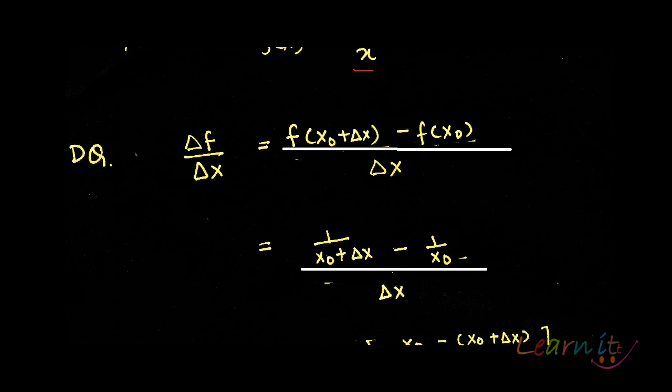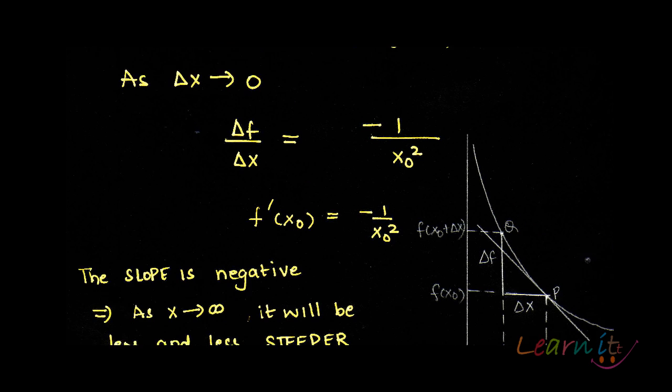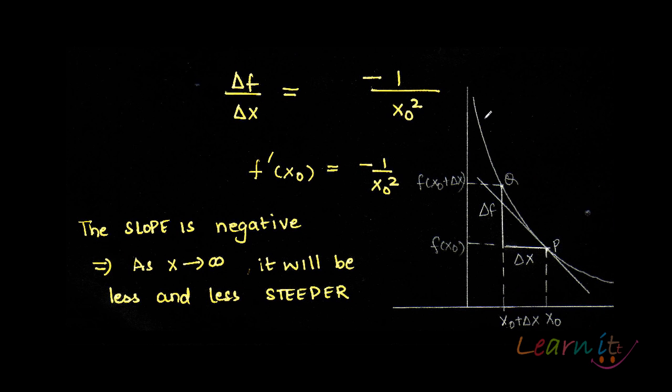Now 1 upon x, if you look at it diagrammatically, what will it look like? Diagrammatically, 1 upon x will be a function of this sort, a hyperbolic function. It will look like this. So say I am at point P, and I'm looking at the slope at point P. That would give me the derivative, right?